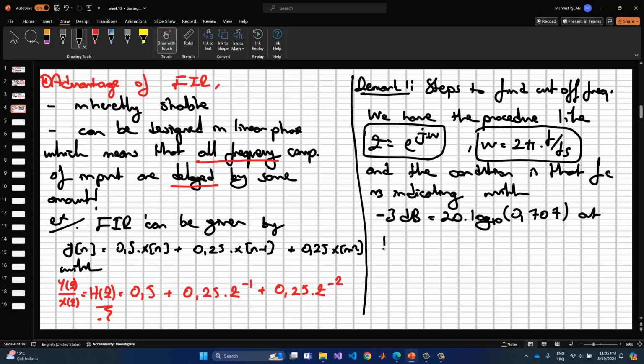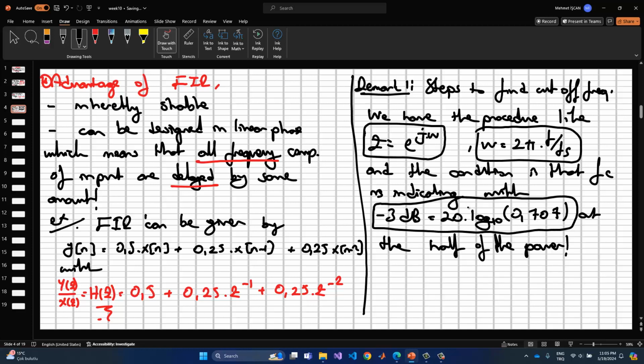This is at half of the power. It is the same as with the continuous case. In this case we only look at the magnitude response to catch the half power point, just like in the continuous domain.